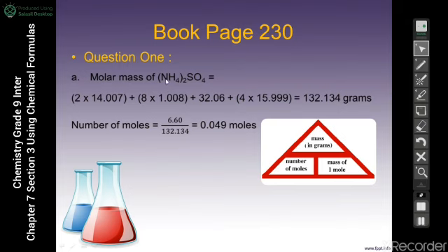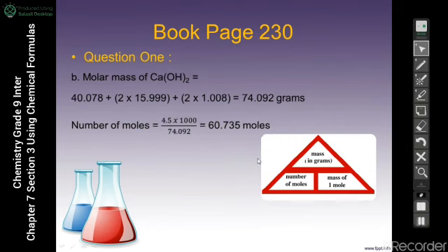So the molar mass of nitrogen multiplied by 2, the molar mass of hydrogen multiplied by 8, the molar mass of sulfur multiplied by 1, the molar mass of oxygen multiplied by 4. Now we have the molar mass for the whole compound. Then we are going to calculate the number of moles. The number of moles equals the mass over the molar mass. The mass is given in the problem, 6.60 grams, over the molar mass I just calculated.